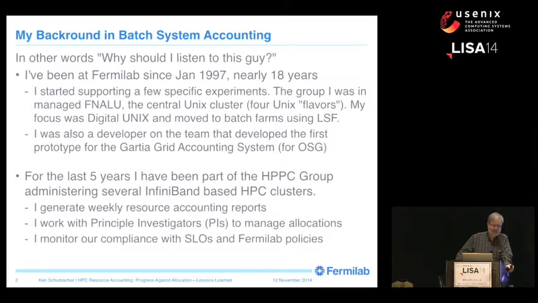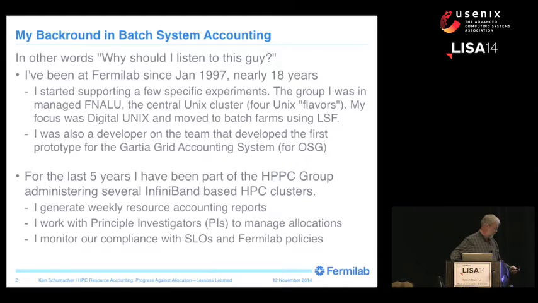I've been supporting a whole bunch of different things over there. I started out in a group that did very specific experiments and stuff. Then we moved to the central UNIX cluster. I was the guy that did the digital UNIX. The UNIX cluster had 4 different kinds of UNIX on it. That's all changed now. They all run Linux.